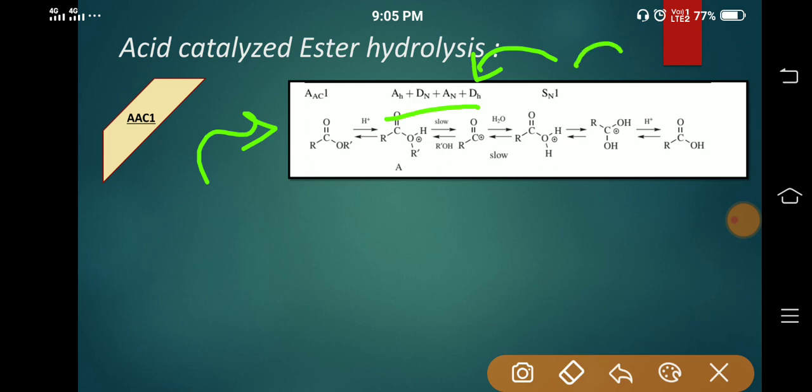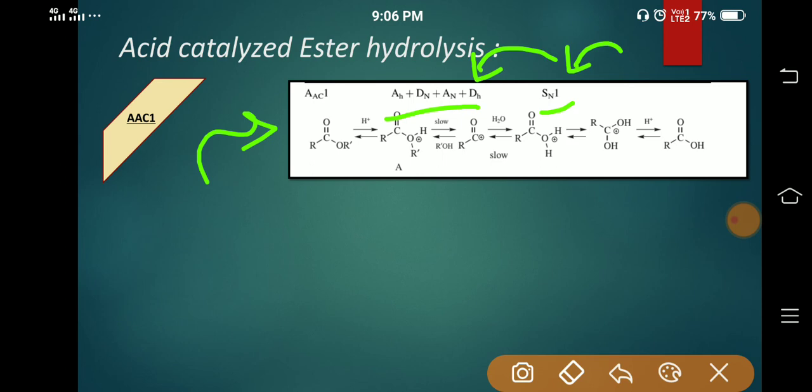This SN1 indicates the type of mechanism operated in the AAC1 mechanism. First, all the 8 mechanisms can be carried out by using SN1, SN2 or tetrahedral intermediates. In that, the first one, that is the AAC1 mechanism, is followed by the SN1 mechanistic pathway.